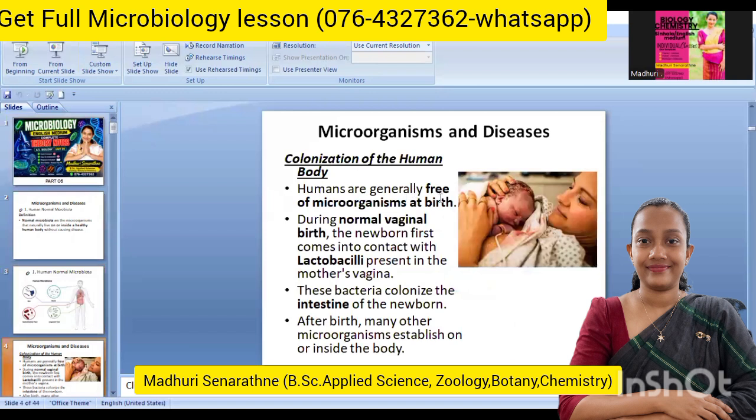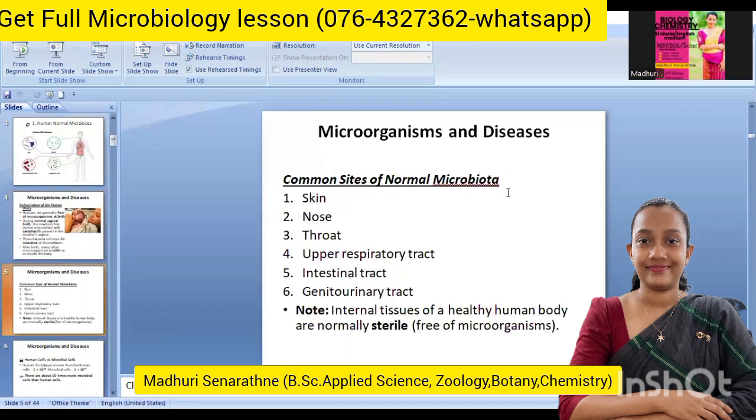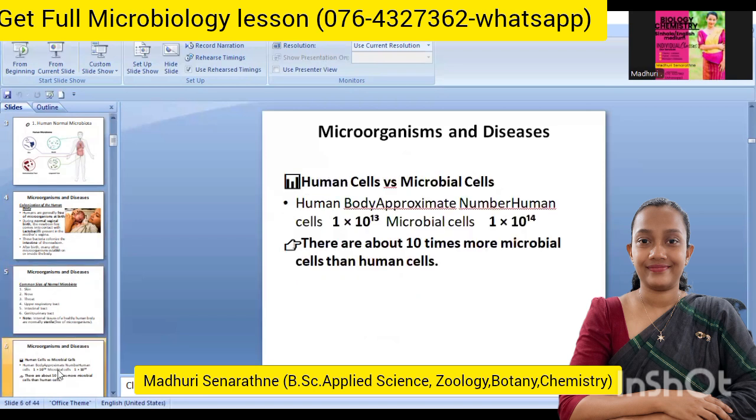Humans are generally free of microorganisms at birth. During normal vaginal birth, the newborn first comes into contact with lactobacilli present in the mother's vagina. These bacteria colonize the intestine of the newborn. After birth, many other microorganisms establish on or inside the body. Common sites of normal microbiota: skin, nose, thorax, upper respiratory tract, intestinal tract, genitourinary tract. Internal tissues of a healthy human body are normally sterile. Sterile means free of microorganisms. No microorganism.